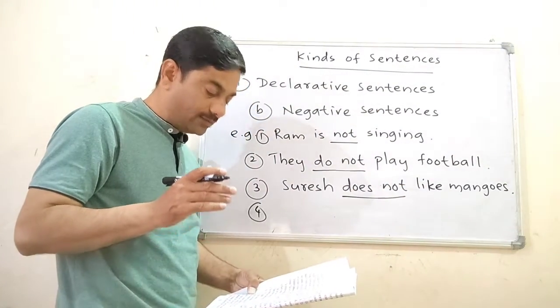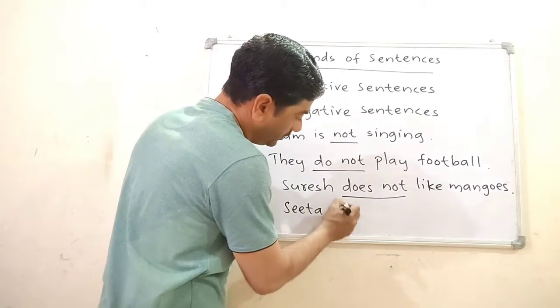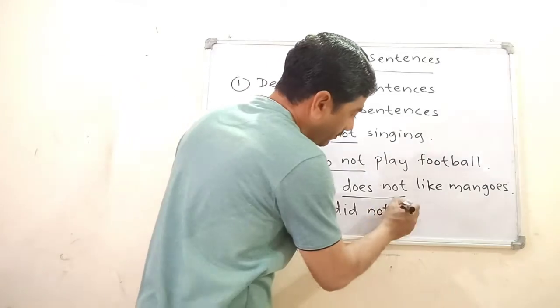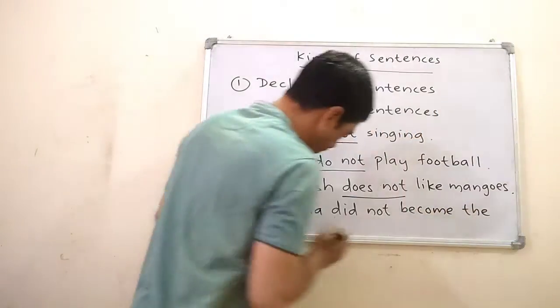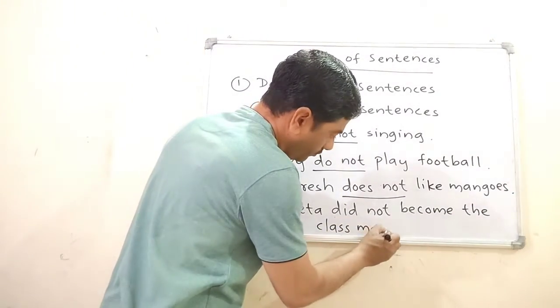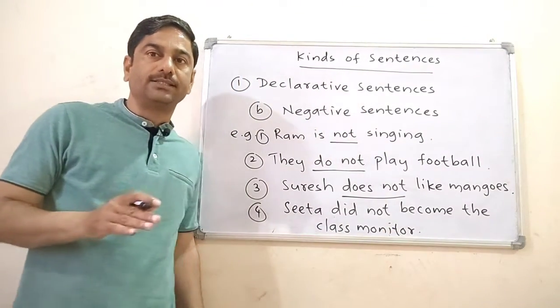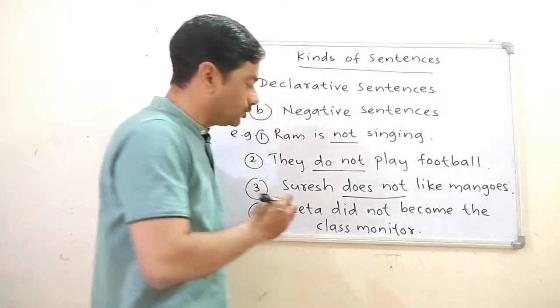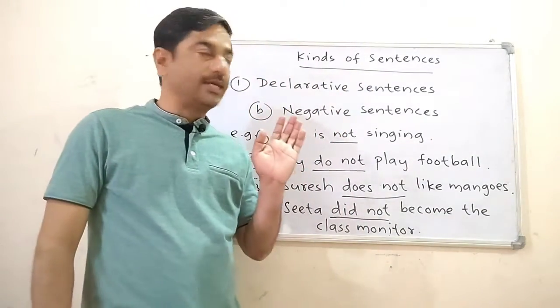Sita did not become the class monitor. This sentence is of simple past tense. That's why we have made use of did not.